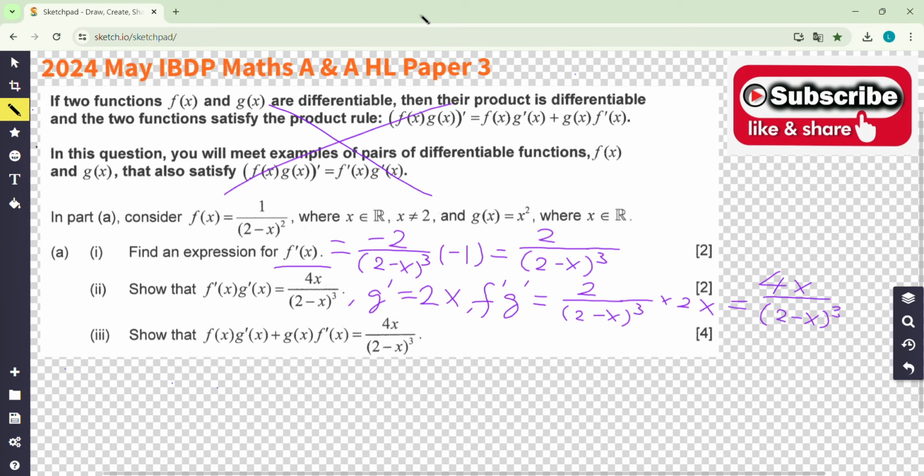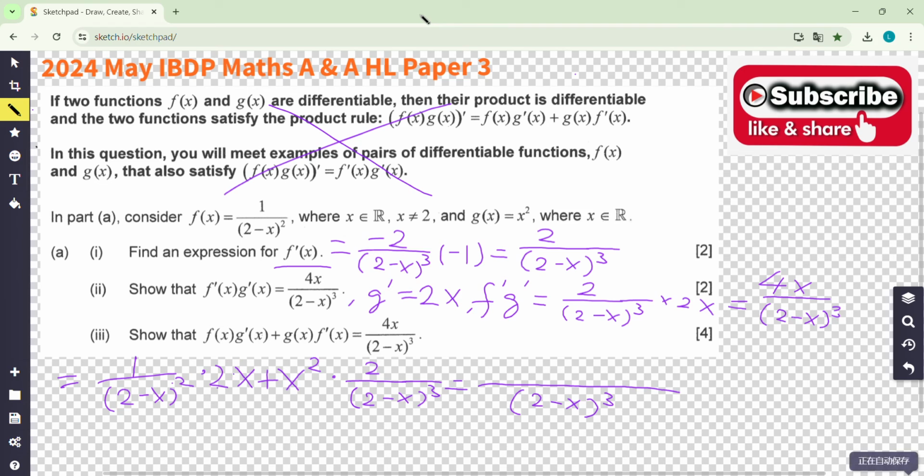Read the question again, so do it slowly. Remember, copy them slowly. f is 1 over (2 minus x) squared, g' is 2x, and g is x squared. f' is 2 over (2 minus x) cubed. So you need to take out the same denominator, (2 minus x) cubed, right?